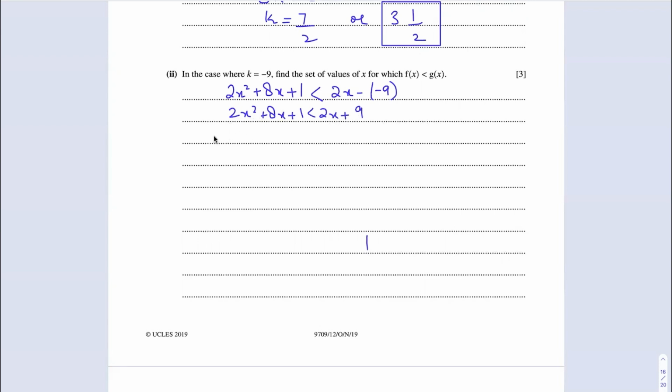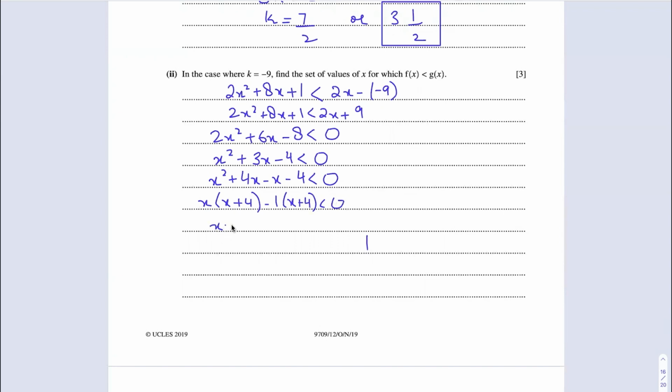Simplifying this, we get 2x squared plus 8x minus 2x, which is plus 6x, plus 1 minus 9 will make it a minus 8, less than 0. We can divide the whole equation by 2 to make it x squared plus 3x minus 4 less than 0. Factorizing this, we'll get x plus 4 times x minus 1 less than 0. So the two values of x are x equals 1 and x equals -4.